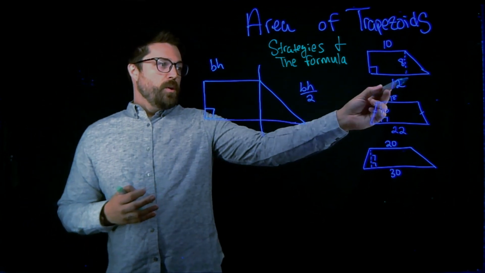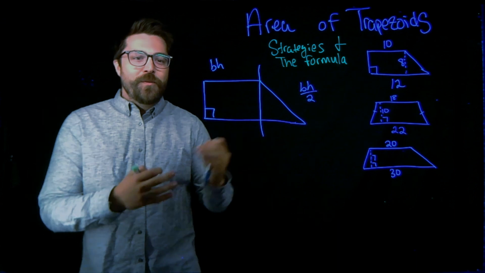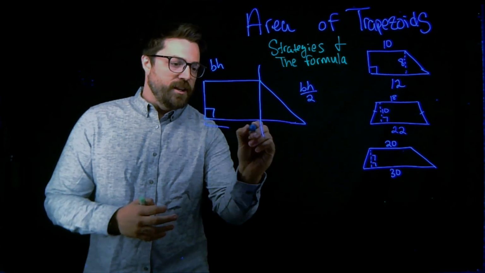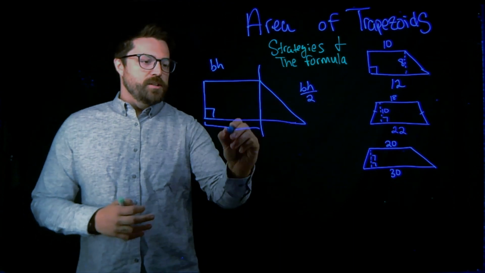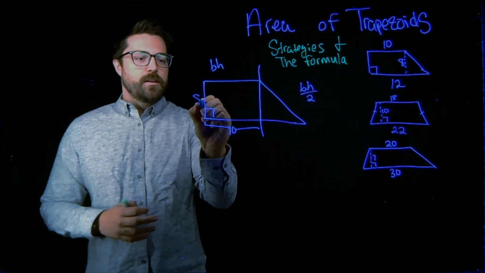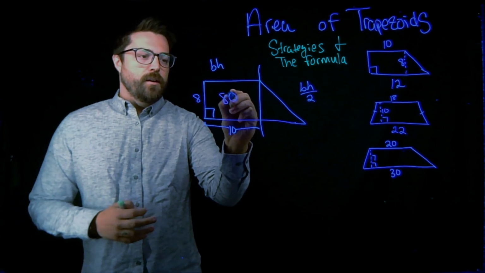And so it might be tempting to think 12 because it's at the bottom, but 12 is the distance all the way across. I just need this distance, which is 10, and my height, which is 8. So 10 and 8, we get 80.